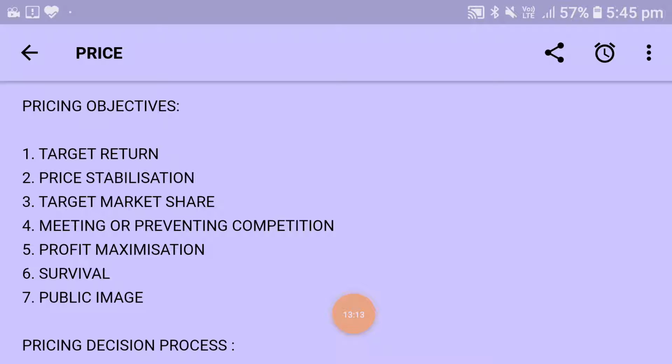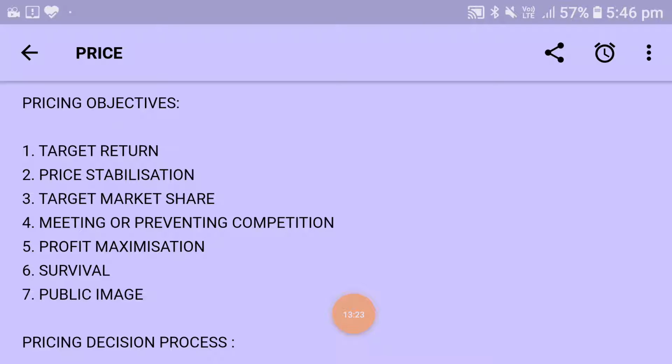Next is survival. Survival in the market may be termed a fundamental objective of any business firm. A firm may tolerate short-run losses, internal upheaval, and many other difficulties if these are necessary to continue in existence. Price is, however, used to increase sales volume to levels that match the firm's expenses and ensure its survival in the market.